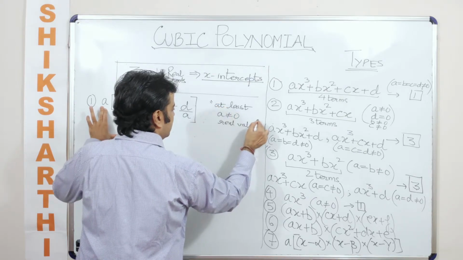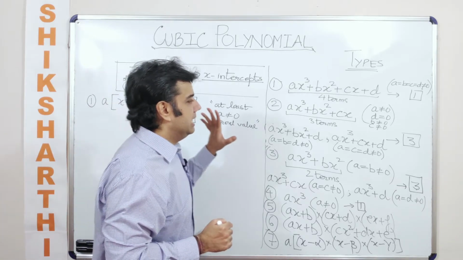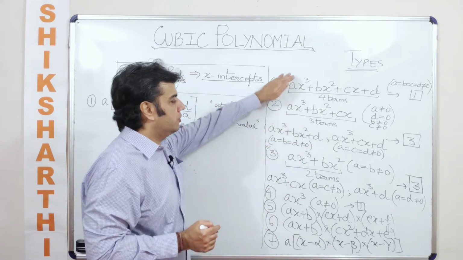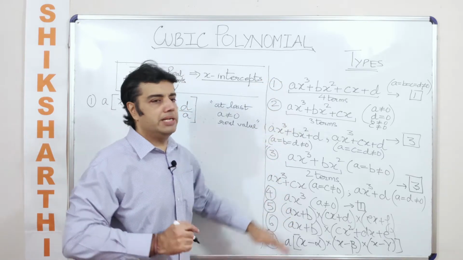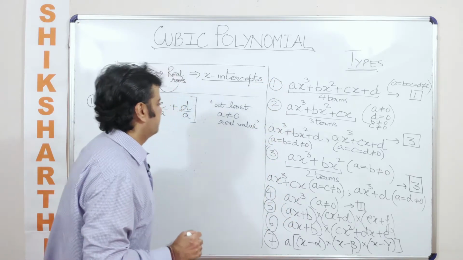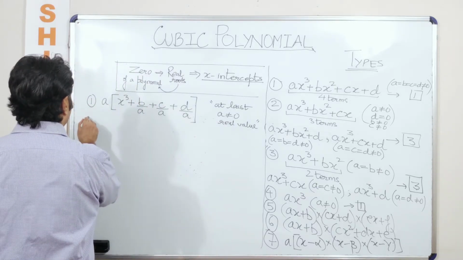Since we are talking about real values, at least one of the coefficients is non-zero. Now when I say at least one of the coefficients, I am taking care of all these 4 cases broadly that I had made. We are talking about this.